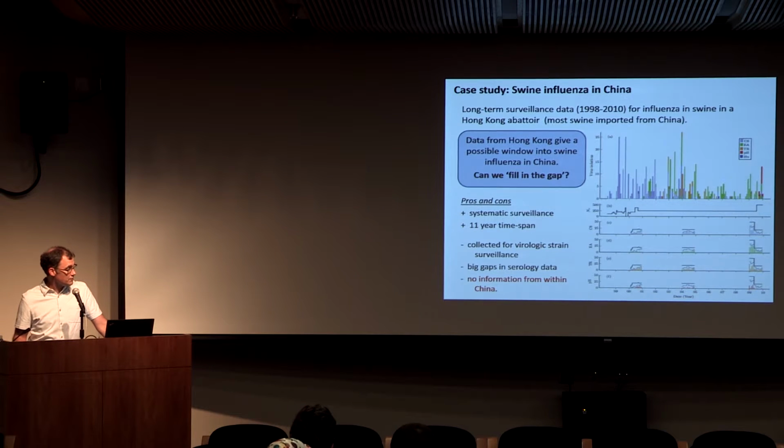On the negative side, these data were actually collected for virologic strain surveillance, so they weren't sampled in the appropriate numbers and structures to support the kind of analysis we're trying to do. There are big gaps in the serology data. Serology antibodies are only measured for 3 individual years within this decade, and in between we don't have any direct information. And then, of course, there's no information from within China. We're just left with what we see in these pigs when they arrive in Hong Kong.